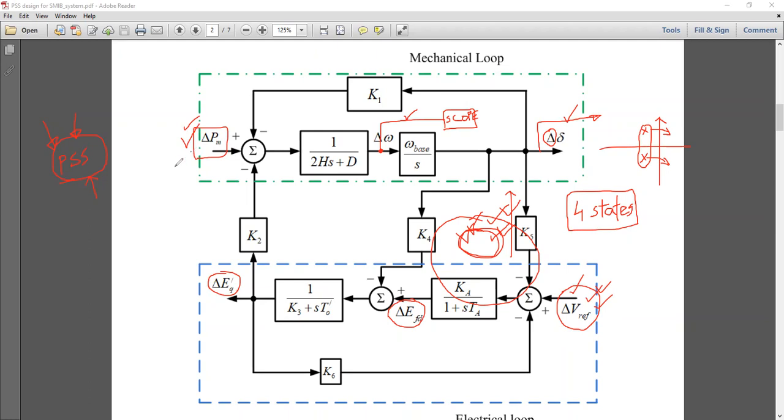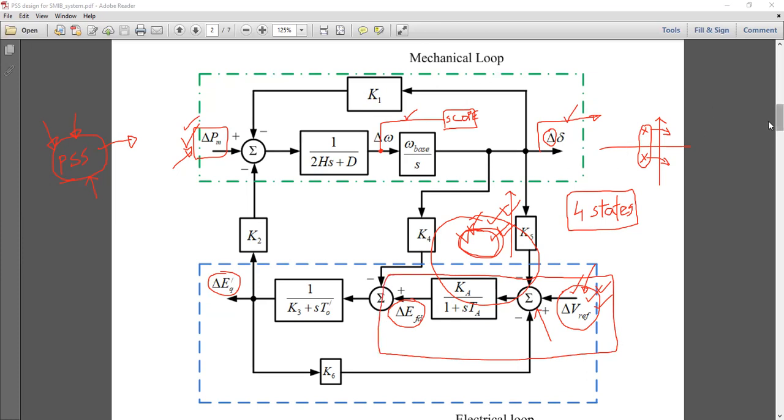In this case, both of these inputs are treated as disturbance inputs. These are not control inputs. But the input that we will actually obtain from the PSS block would be one of the control inputs, added at the input summing junction for the exciter block. Remember, this block is the exciter block.